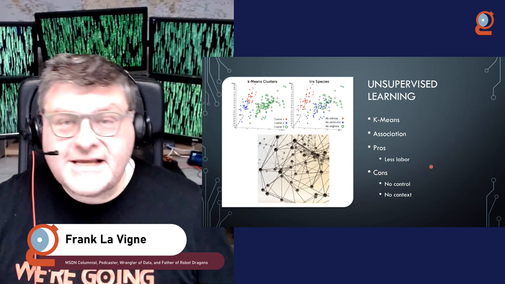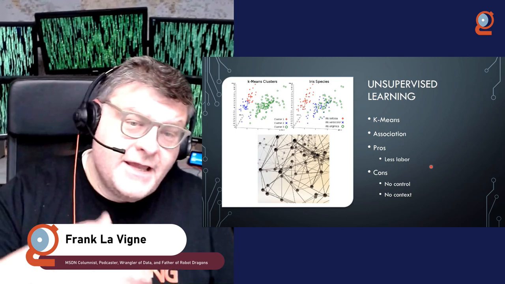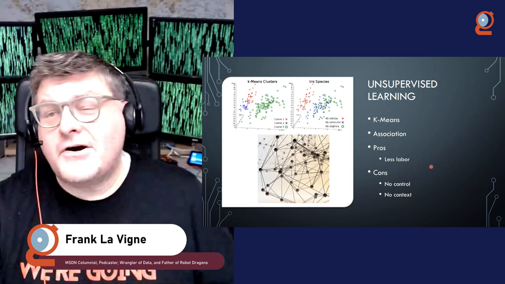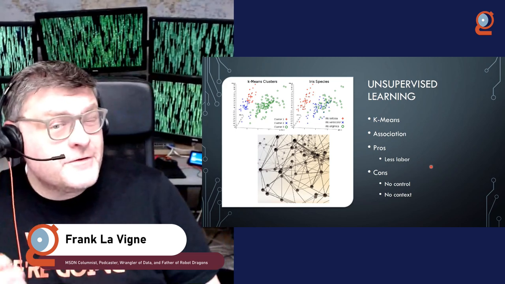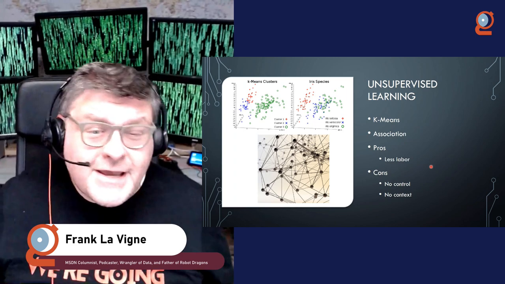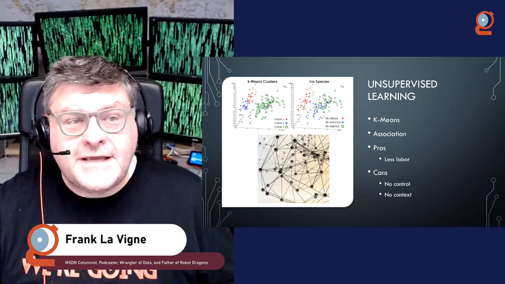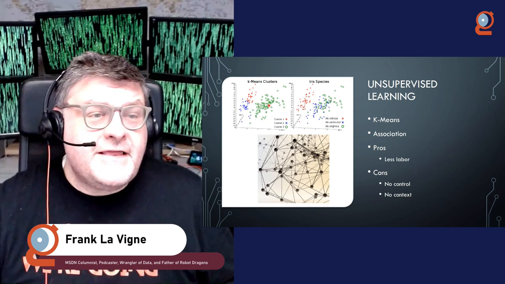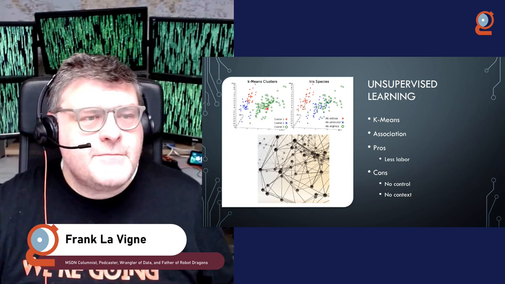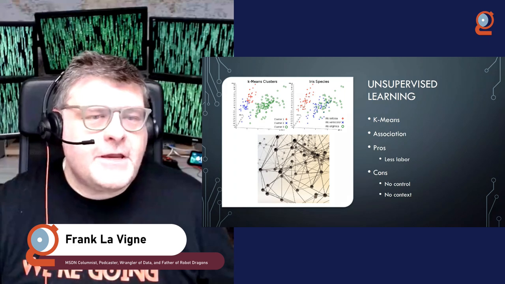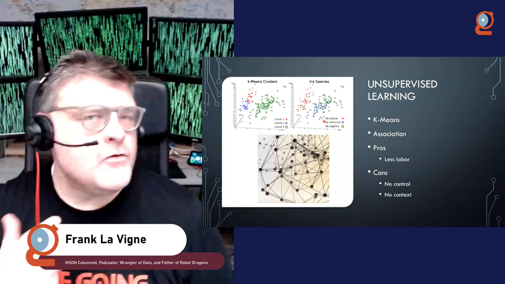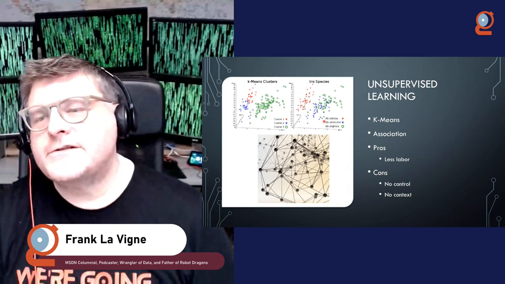Now the good thing is that there's really no labor. You just get the data. The cons are there's really no control over the data quality per se, and there's no context. In this chart here, all you see is that there's a big green cluster here. What does that mean? There's a big red cluster here. What does that mean? So this is where the human analysis part of it really matters.